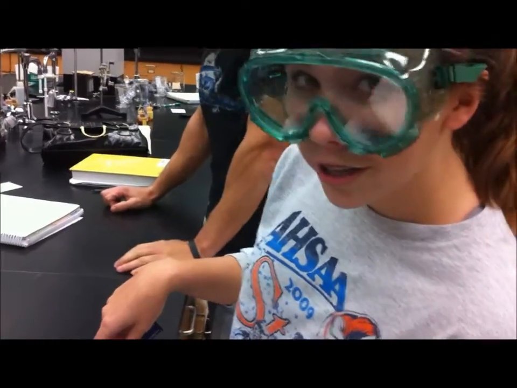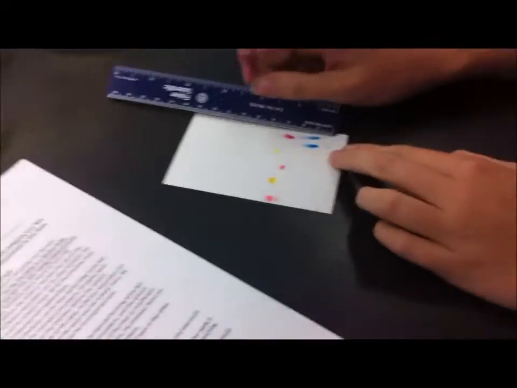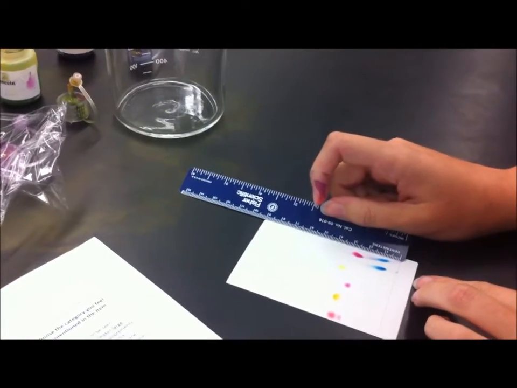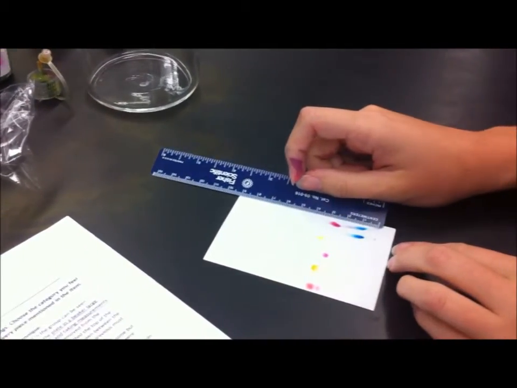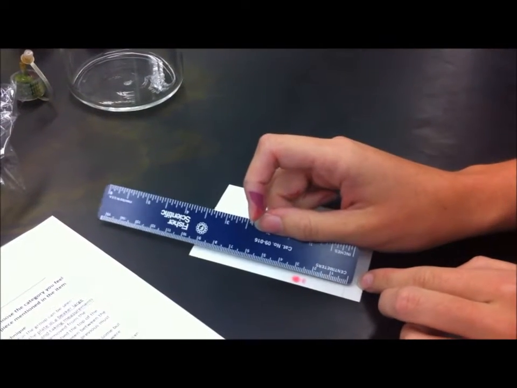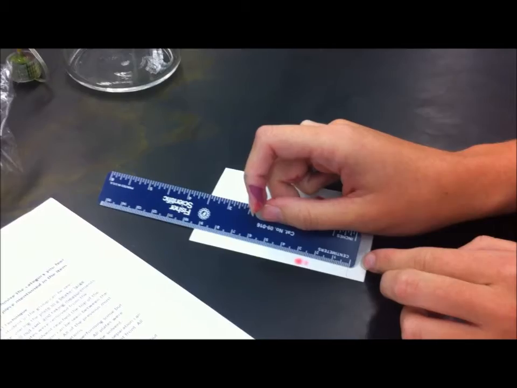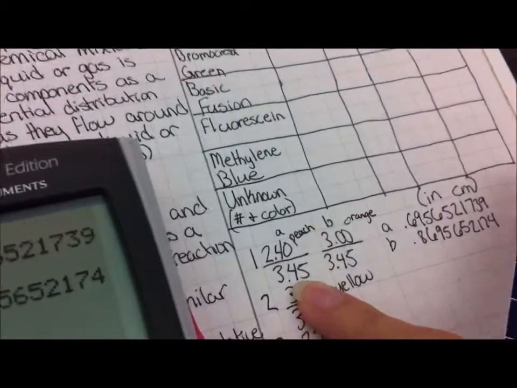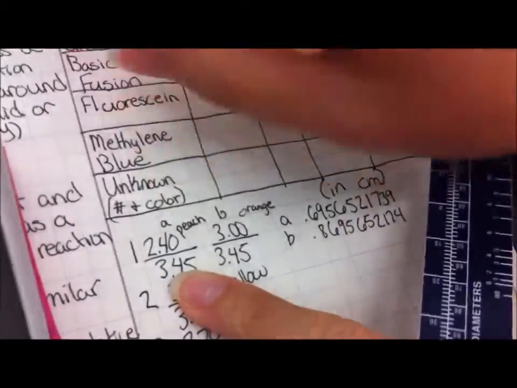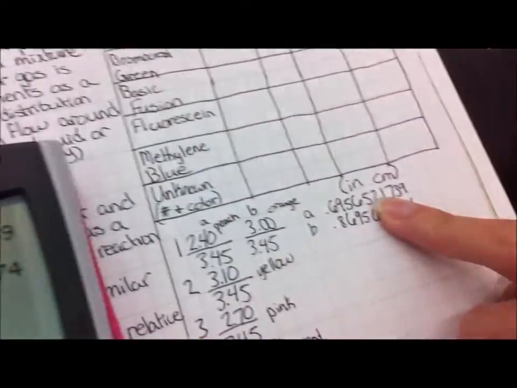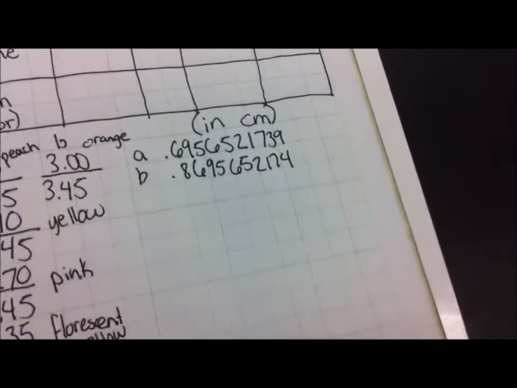Wait. No. I'm going to measure the RF factor. Measure from the line to the center of the dot. So I got about 2.4. Put it over this, and after you do it on the calculator, I get this number as the RF factor.